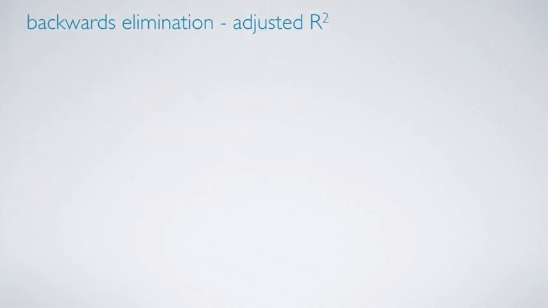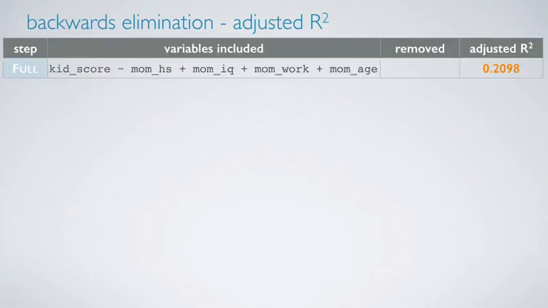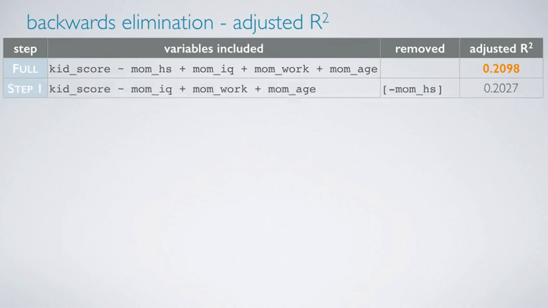Let's give an example for how to do that using the dataset from earlier for kids' cognitive scores and predicting that value from mom's high school status, mom's IQ score, whether or not the mom worked during the first 3 years of the kid's life, and mom's age. The adjusted r-squared for the full model is 20.98%. In the second step, what we do is we try removing each one of the variables one at a time. So for example, here we've removed the high school status, and the adjusted r-squared is 20.27%.